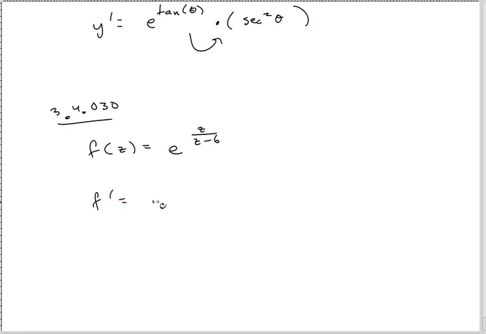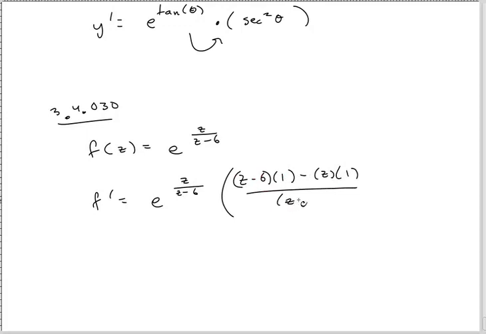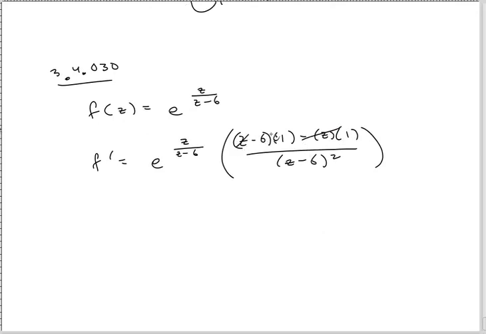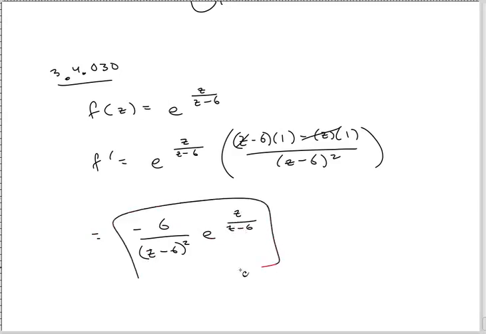The derivative of e to anything is e to whatever, and then times the derivative of the inside. So this is quotient rule: low d high minus high d low, divided by the square of what's below. These z's will cancel. The negative 6 can come out if you like. There you go. And then you still have this e to the z stuff like this. Cool. Okay, awesome. That was so fun.